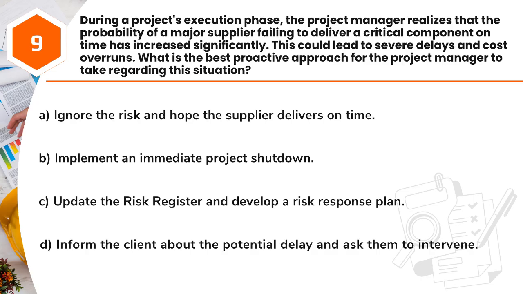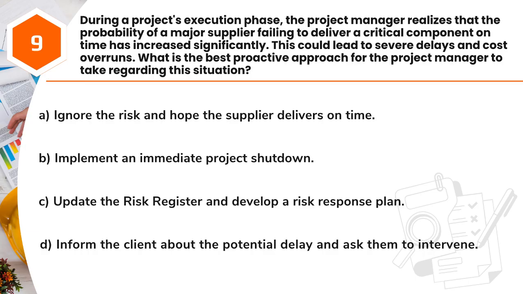Question 9. During a project's execution phase, the project manager realizes that the probability of a major supplier failing to deliver a critical component on time has increased significantly. This could lead to severe delays and cost overruns. What is the best proactive approach for the project manager to take regarding this situation?